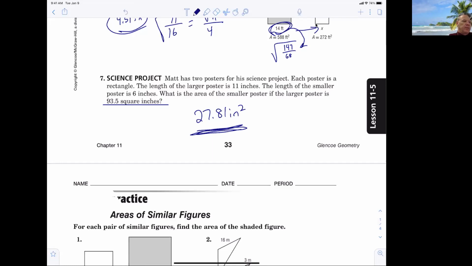Well, I just did 11 divided by 6. Do 11 divided by 6 on your calculator. And then square it. The larger poster is 93.5, so I just take 93.5 and divide it by that answer. Come on, right? Anybody else? Everybody's agreeing it's 27.81?